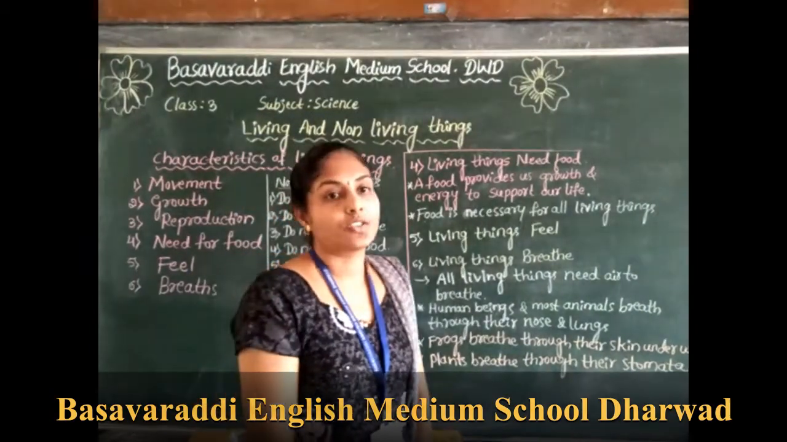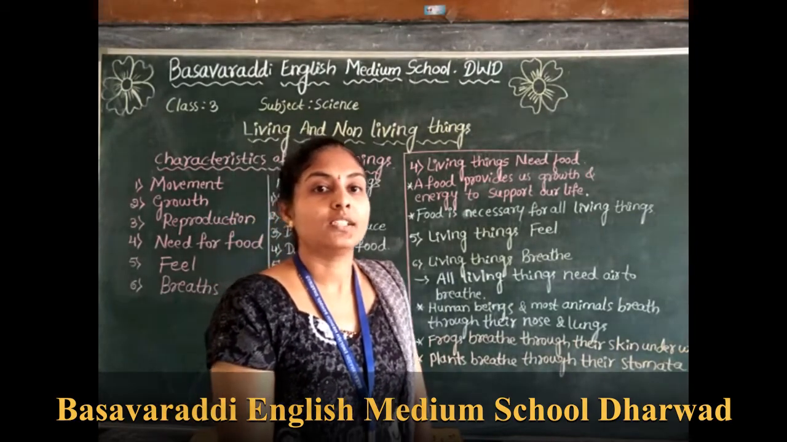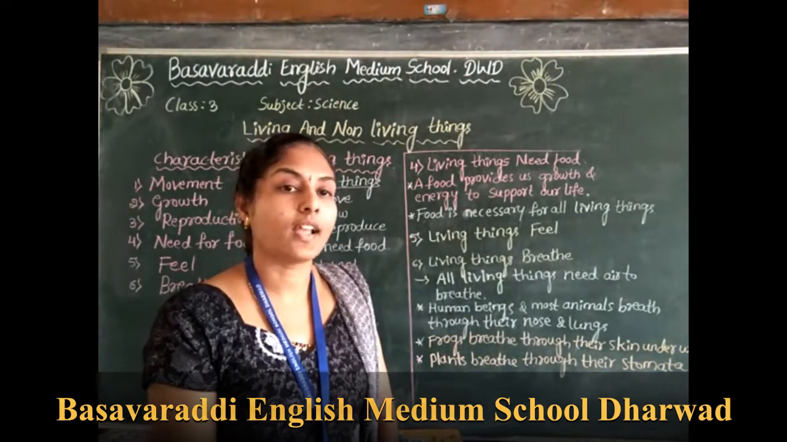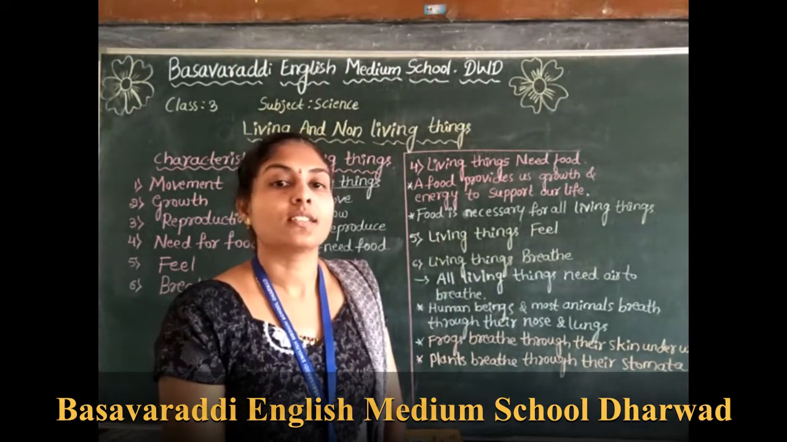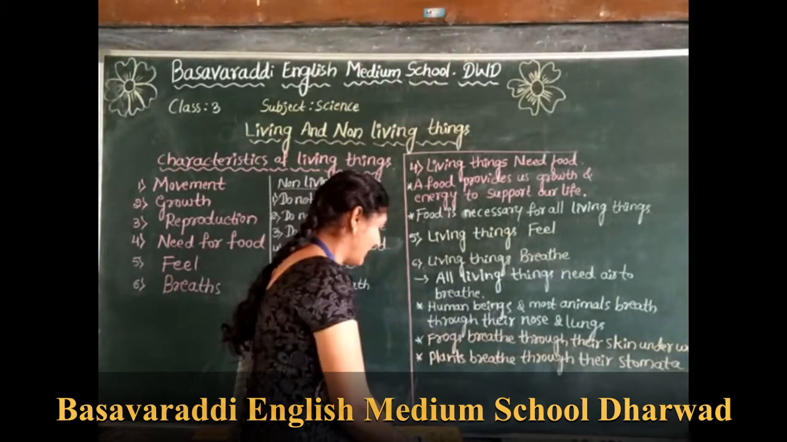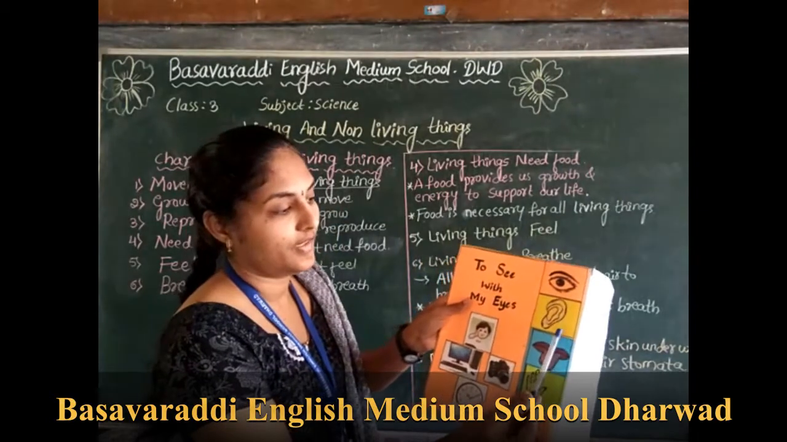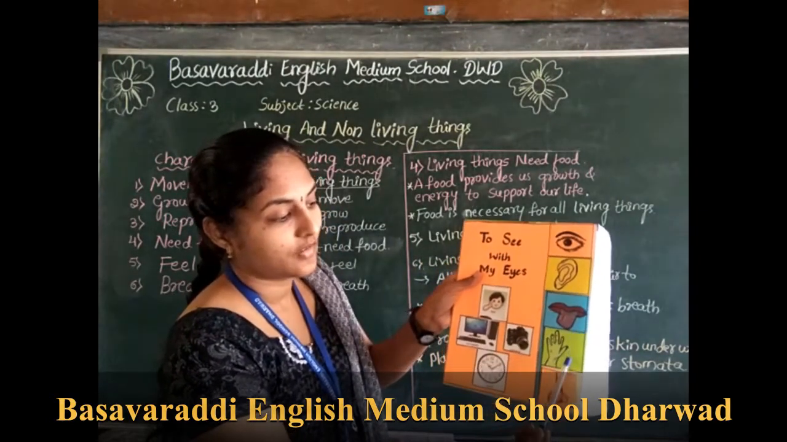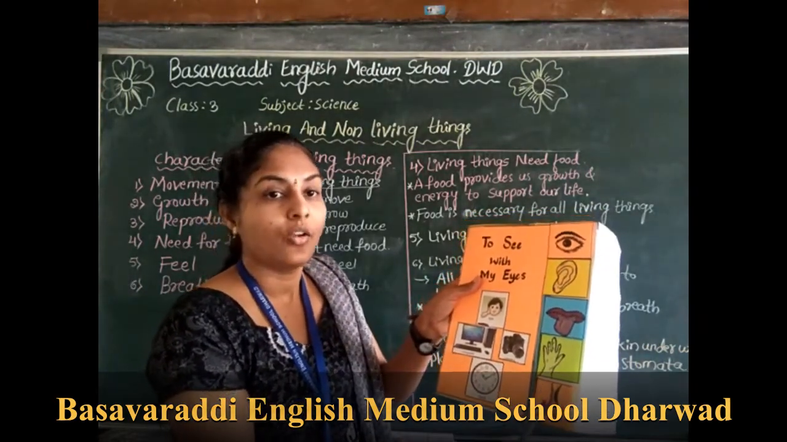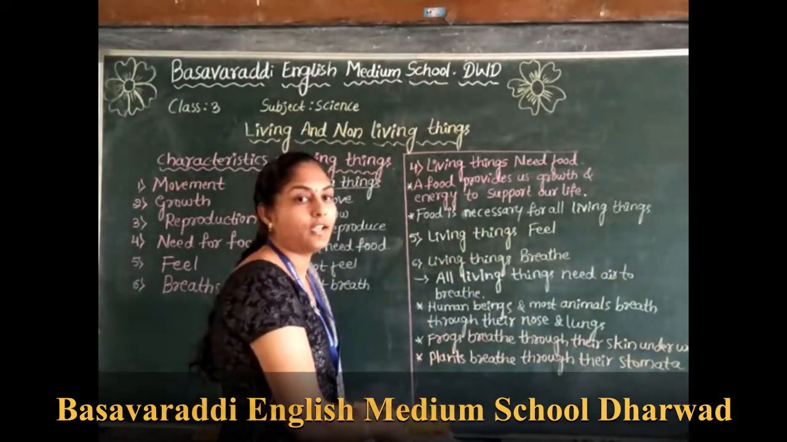Okay, the next characteristic is living things can feel. What do you do when you touch a hot object? We move away from the hot object. How does it happen? It happens through our sense organs. What are the sense organs? The sense organs are eyes, ears, tongue, hands and nose. These are the five sense organs. With their help we feel. So all living things can feel.